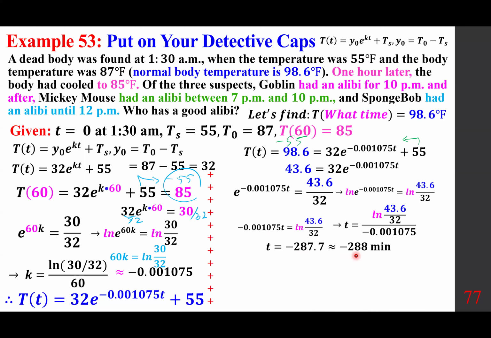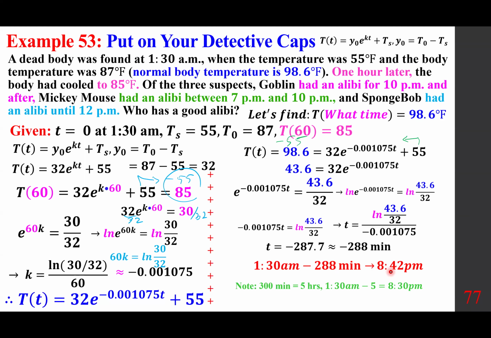What does it mean? According to this calculation, we considered 1:30 a.m. to be time 0. So the death happened at time negative 288 minutes. Remember, 5 times 60 is 300. So almost 5 hours before that. If you go 5 hours back, you get 8:30 p.m., but it's not quite 5 hours, so it becomes 8:42 p.m.